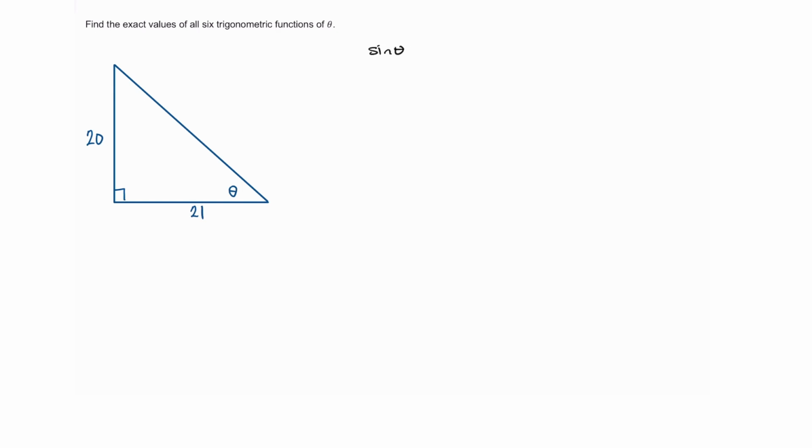So remember that sine of theta is opposite over hypotenuse. Cosine theta is the adjacent side of the angle over the hypotenuse. Tangent theta is the opposite over the adjacent. So basically singing SOHCAHTOA to ourselves to make sure we remember that. And the other 3 functions are reciprocals, so I'm not going to write those down. We're just going to use those as we go.